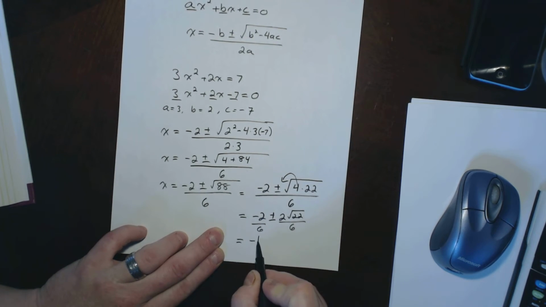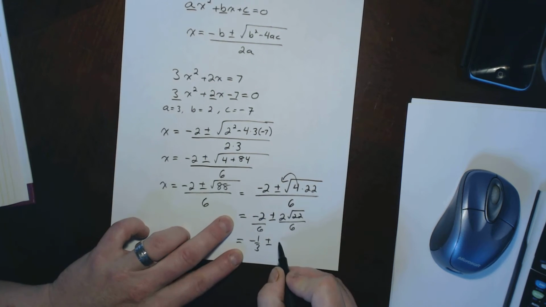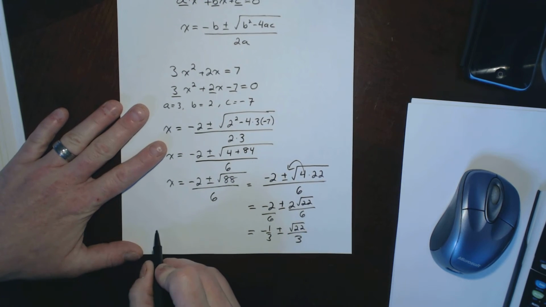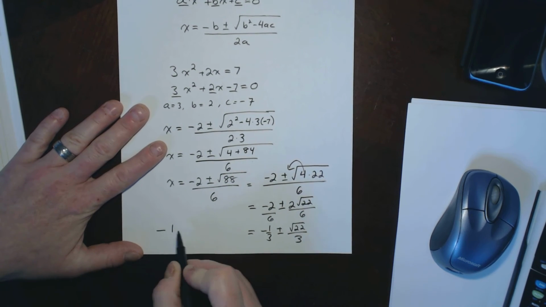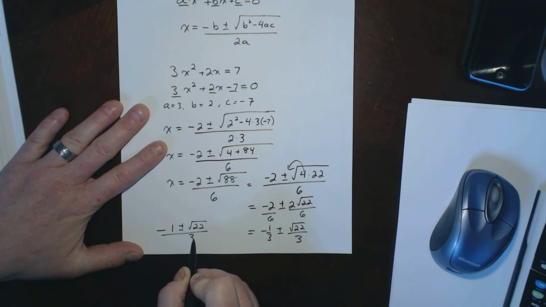Negative 2 divided by 3 is negative 1/3. Plus or minus 2 divided by 3 is 1/3. So I'm going to have the square root of 22 and divide it by 3. I can write it as minus 1 plus or minus the square root of 22 divided by 3.